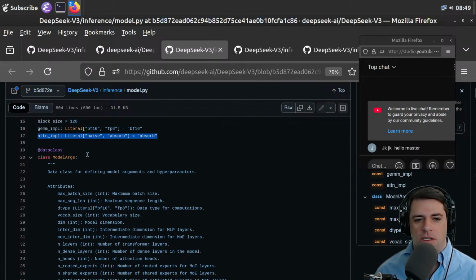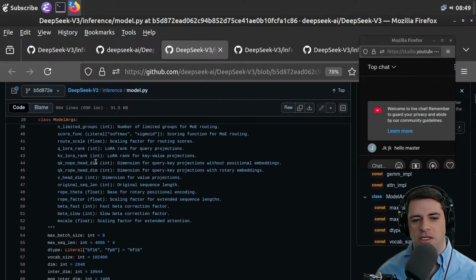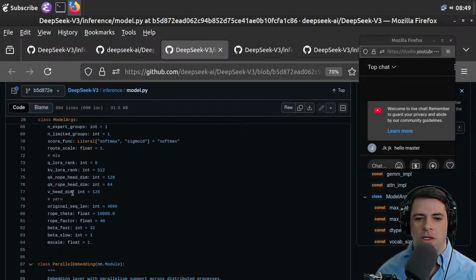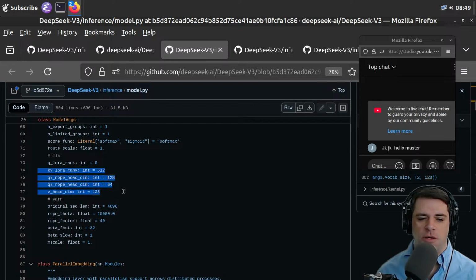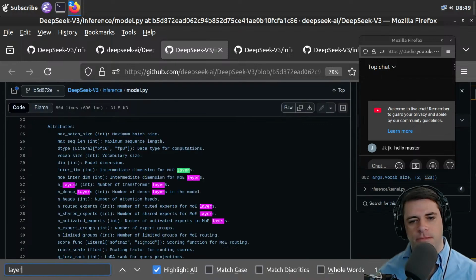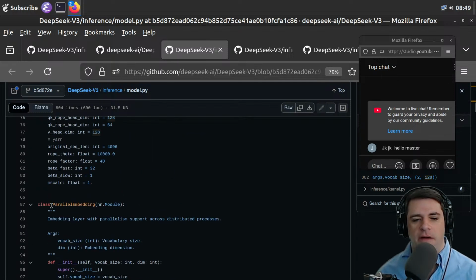And then we have a model args, which is some class. It looks like it's basically just a dictionary. Not literally a dictionary, it's just a bunch of variables that have the parameters set to default values. Like the LoRA rank, the key value LoRA rank. I don't know what Notepad is, but these are all just different sizes of these various things. Presumably they'll tell us something about layers. Okay, and then we have the parallel embedding layer with parallelism support across distributed processes.